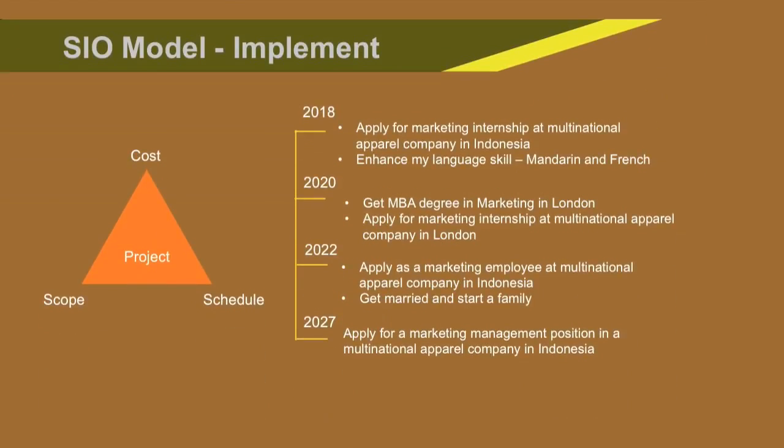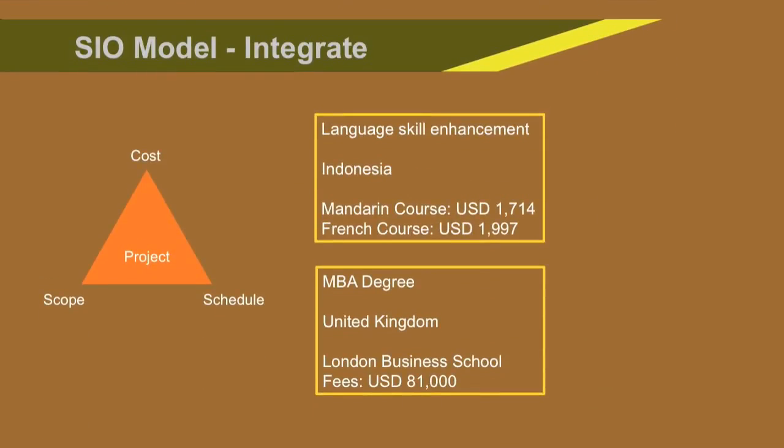The next one is implement. Implement consists of schedule, scope, and cost. Schedule is the timeline on the first, third, fifth, and 10th year that I have explained before in the when section. For the cost and scope, the cost for language skill enhancement in Indonesia for Mandarin is around 1,714 US dollars, and for French is around 1,997 US dollars. While the cost of the MBA degree in the United Kingdom at London Business School, the fee is around 81,000 US dollars.